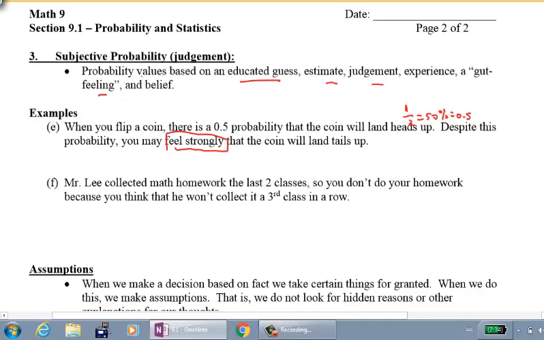Or how about the next one? You think I collect math homework the last 2 classes, so therefore you're hedging your bets that I won't collect homework again in the 3rd class, so you're not going to do your homework. Well, what's the problem here? Once again, you're using that subjective or gut feeling that you think that I'm going to do that, but you never know, and there's no theoretical ideas to back that up.